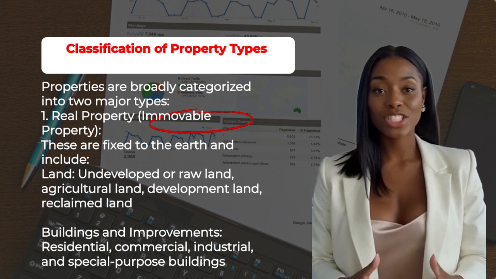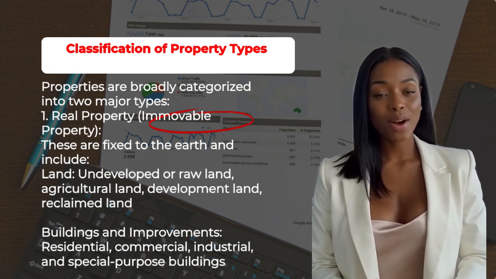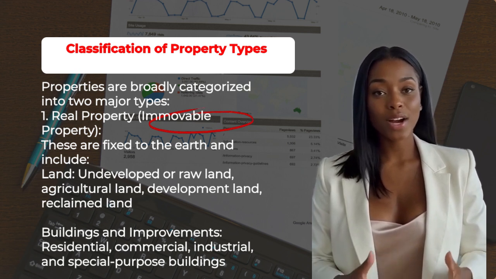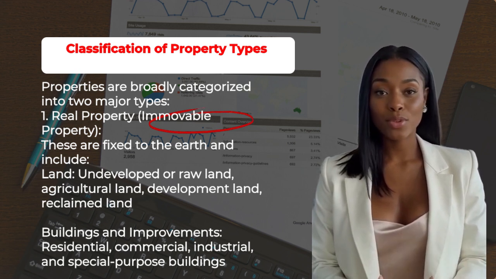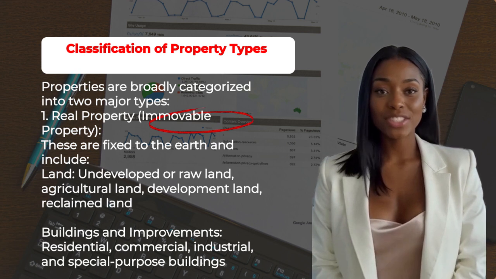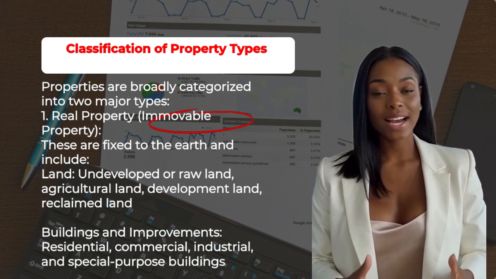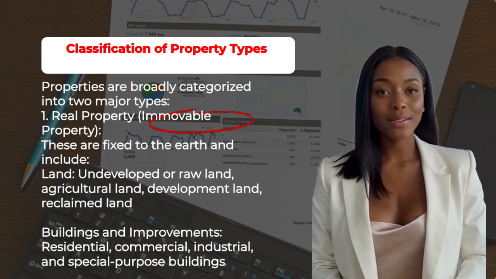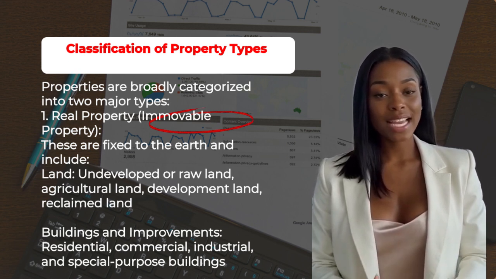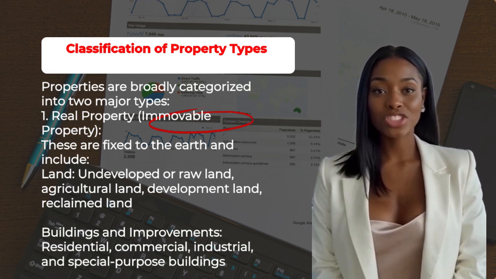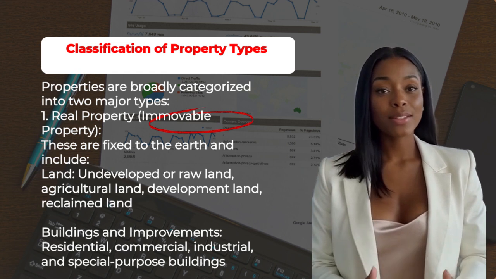1. Classification of property types. Properties are broadly categorized into two major types. 1. Real property, immovable property. These are fixed to the earth and include land, undeveloped or raw land, agricultural land, development land, reclaimed land, buildings and improvements, residential, commercial, industrial, and special purpose buildings.